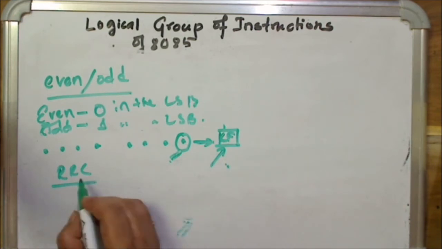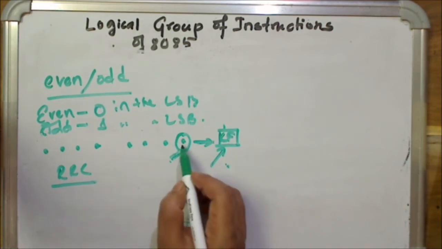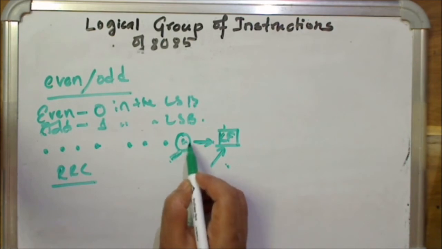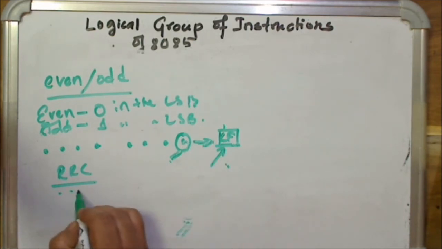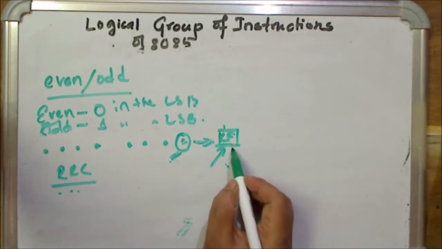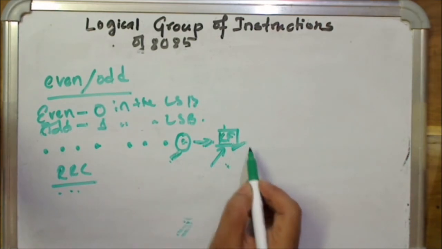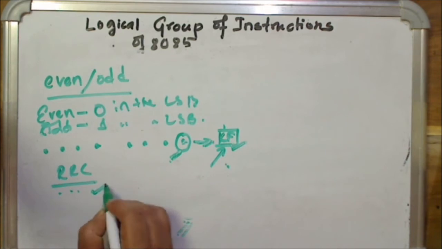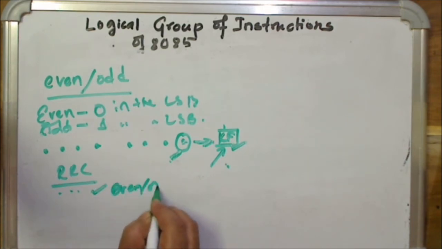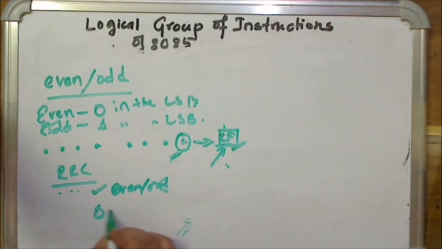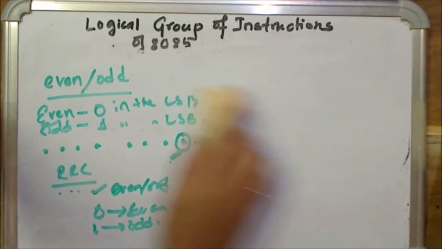So in the first instruction, write RRC. The LSB will go to the carry flag, and in the second instruction, you write the instruction to check the carry flag status. By seeing the carry flag status, you can easily understand whether the number was even or odd. If the carry flag is 0, the number is even. If the carry flag is 1, the number is odd. So I hope it is clear.